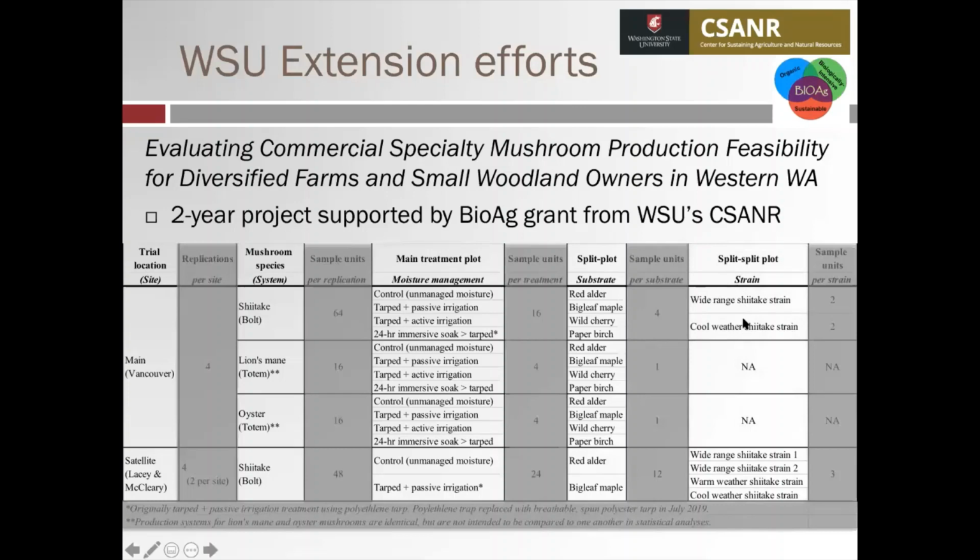So what we've got also is a split. We're looking at 2 different shiitake strains in Vancouver, and this is the only part that's actually more elaborate in the satellite trials: we're looking at 4 different strains in the satellite trials.